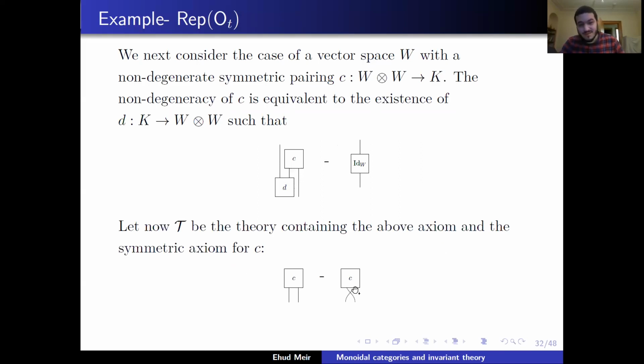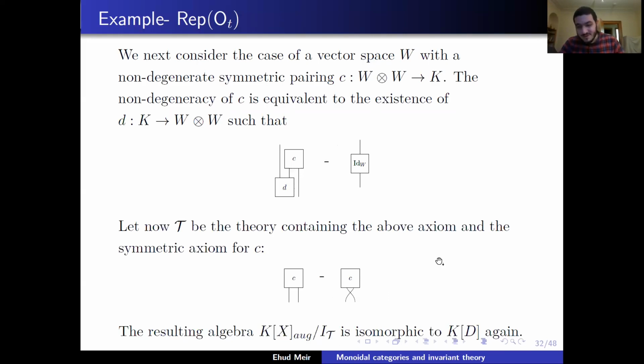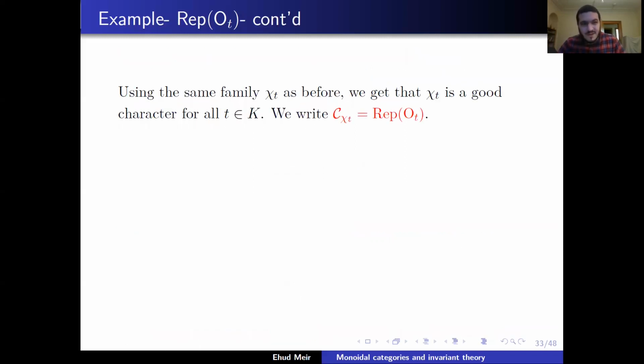Now let's consider the theory which contains the above axiom and the symmetry axiom for C, like we have here, just saying that C of x tensor y is C of y tensor x. And again, we have a certain ideal which we can divide by that encodes exactly the axioms of this theory. And again, we get an algebra that is isomorphic to K of D. Okay, so just polynomials in one variable. And then using the same family as before, we get that chi T is a good character for all T in K. We write C chi T is rep of OT.